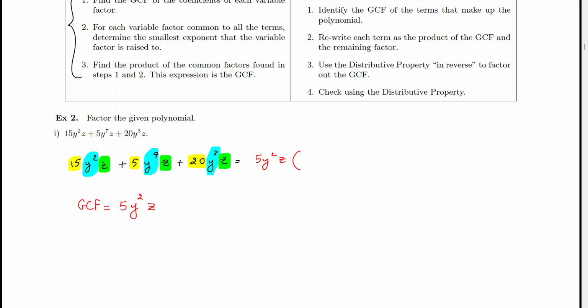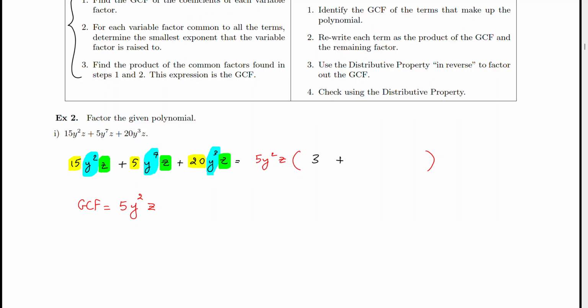And the question now is, what should be written inside the parentheses? The answer is going to be the quantity that needs to be multiplied by 5y squared to give me the original 15y squared z. In this case, all I have to do is multiply the 5 with the 3, and I'll end up with 15y squared z, which is the original first term. So I'm done with the first term.